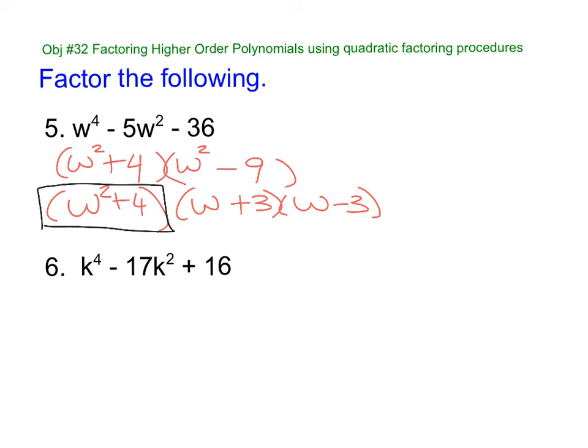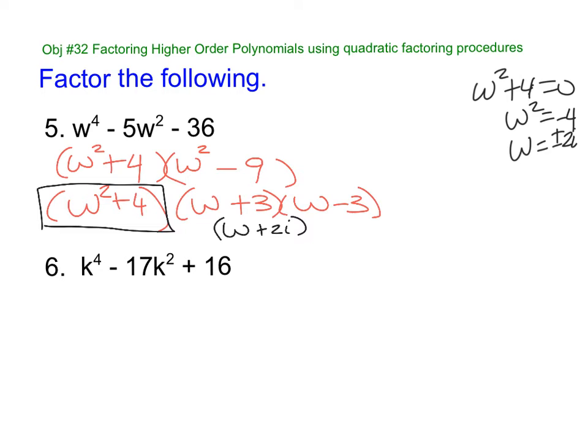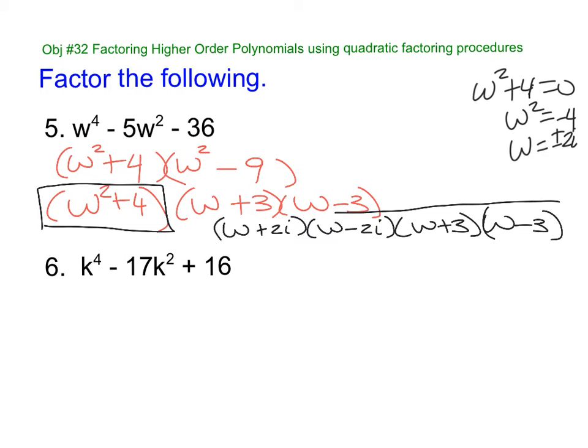W squared plus 4, you can treat that as a difference of squares if you use imaginary numbers. Think about if you tried to solve w squared plus 4 equals 0, you get w squared equals -4, w equals plus or minus 2i. So you could actually factor that as w plus 2i, w minus 2i, and then your w plus 3, w minus 3. It's kind of taking it slightly too far, but don't think that it's impossible to factor. It is possible. It's just kind of annoying.